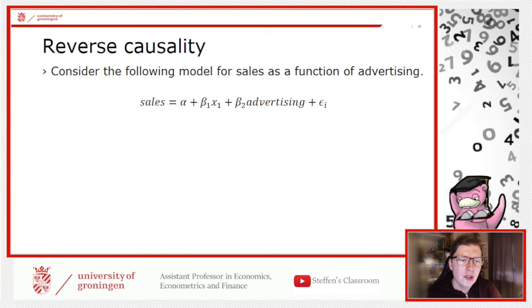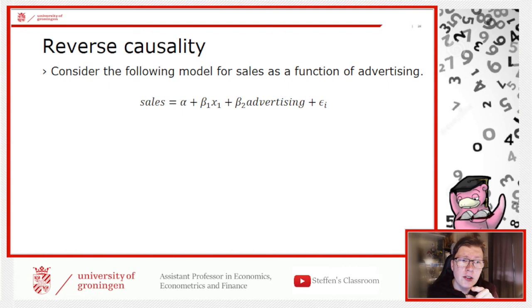Sales as a function of advertisement. First of all, what is reverse causality even? That is basically saying, is Y a function of X, or the other way around? Is X a function of Y? It's cases where you're actually not sure what is supposed to be a function of what. The example I give you here is sales and advertisement. So what we're saying in this current model that I've written on screen now, see it up here, is that sales is a function of advertisement.